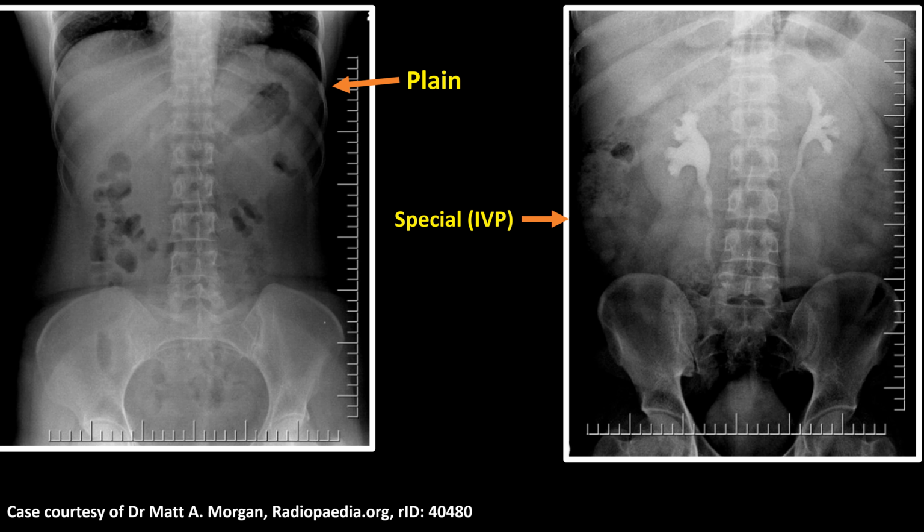Plain or special. If an X-ray is taken without any special technique, then it is known as a plain X-ray. As you can see, this image is taken without any special technique, while this X-ray is taken with intravenous pyelography, which is a special technique. So this X-ray film is said to be a special radiograph.